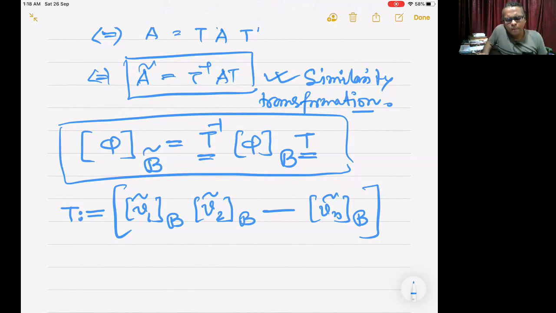We will have to say so many more things about similarity transformations when we look at eigenvalues and eigenvectors, minimal polynomial, characteristic polynomial, canonical representation of linear maps and so on. Okay, and there this similarity transformation will play such a huge role. Okay, but we'll have to wait for that. That will come post midsem.